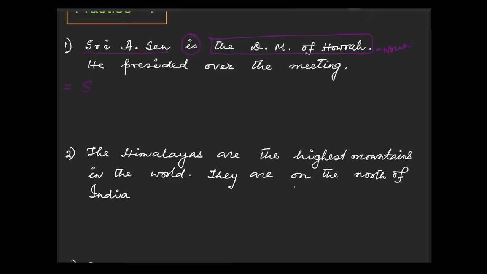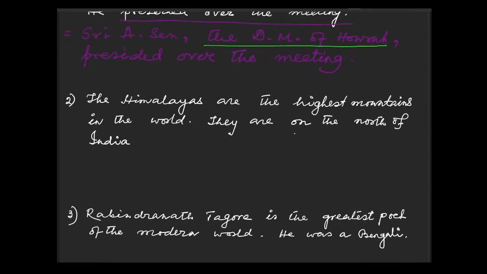See, Sri A. Sen, comma, the DM of Howrah. Now this part: presided over the meeting. The DM of Howrah, this is noun in apposition. Okay. Very easy. Next one.